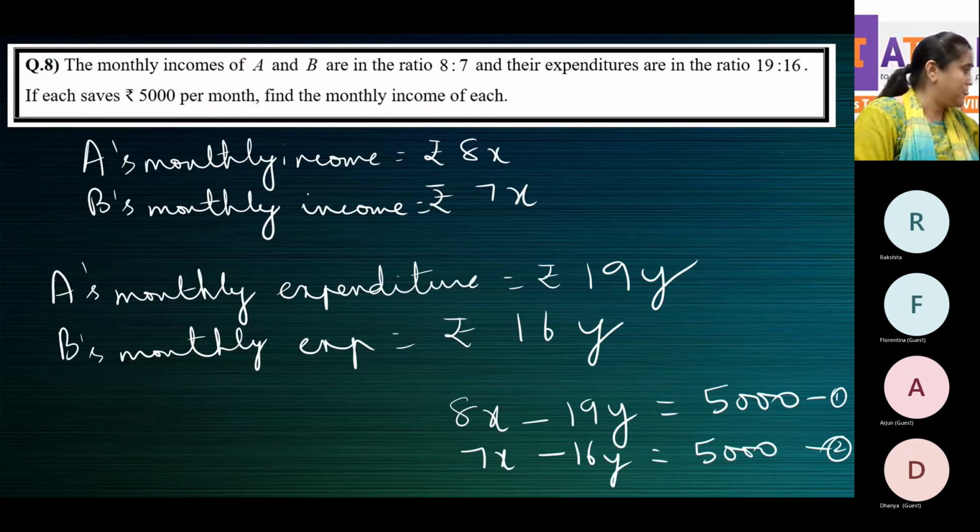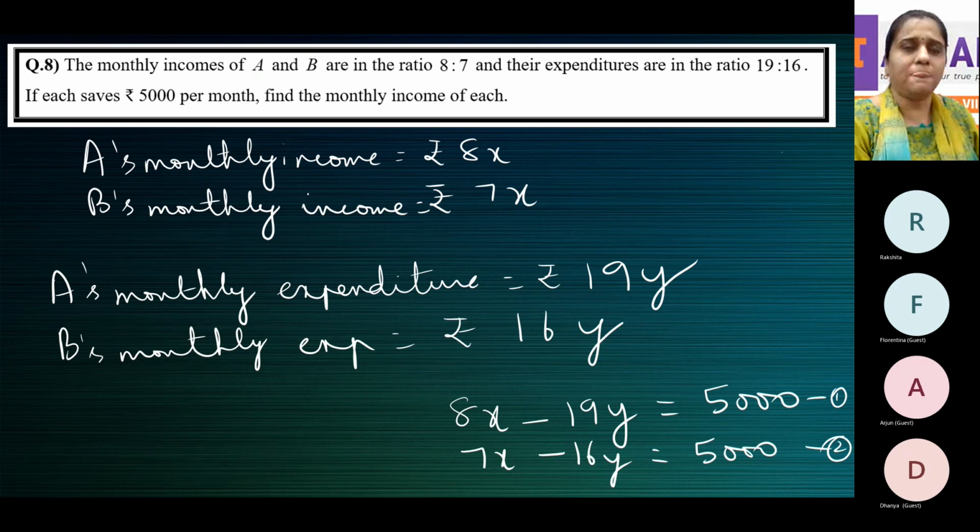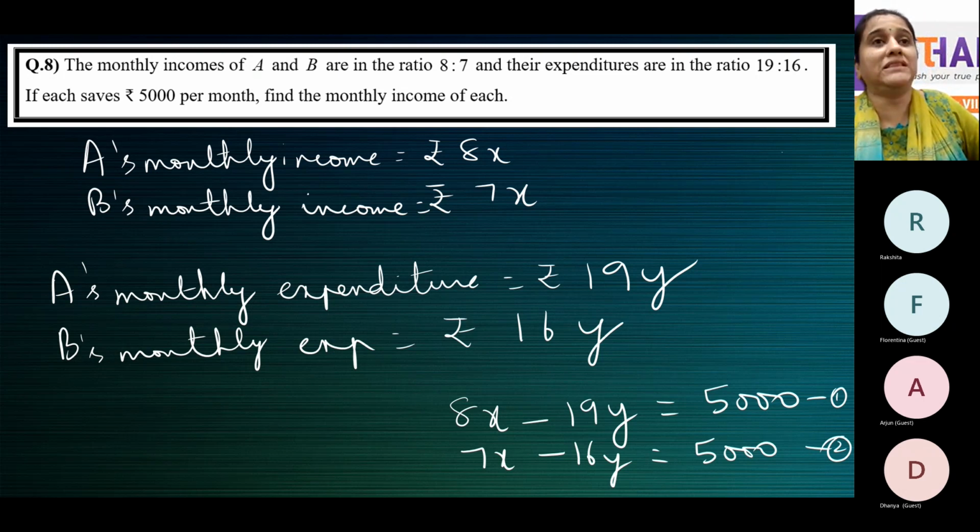You should write that. A's income is equal to 8x. A's income is equal to 8x. Okay, they are right, but we have to find the monthly income of each. So what is the monthly income? 8x and 7x. Whatever you get for x, x is 3,000. So 8 into 3,000 and what is it? 7 into 3,000. Correct?